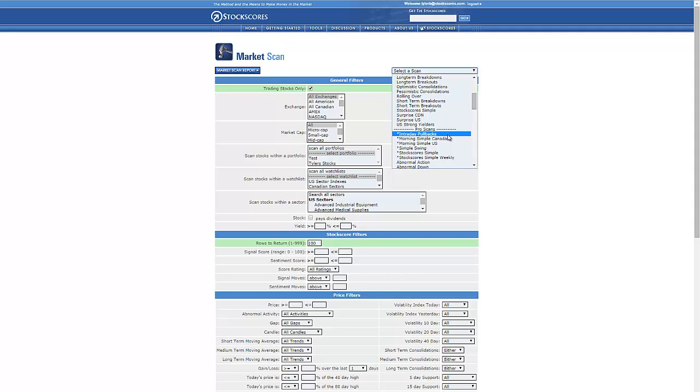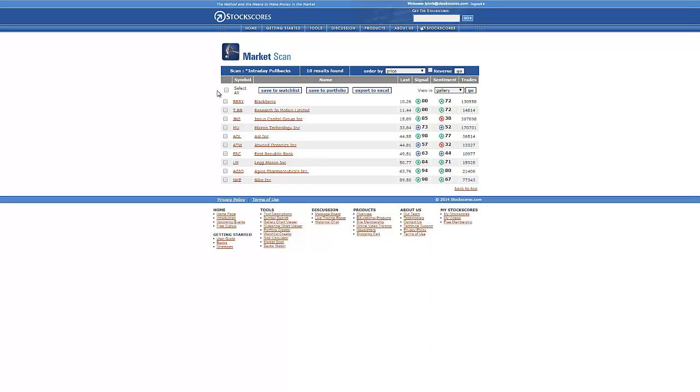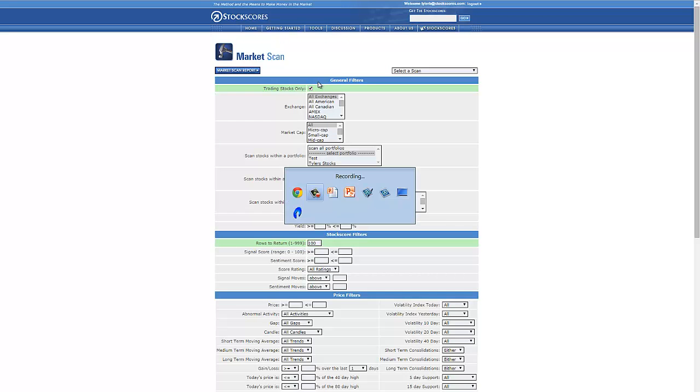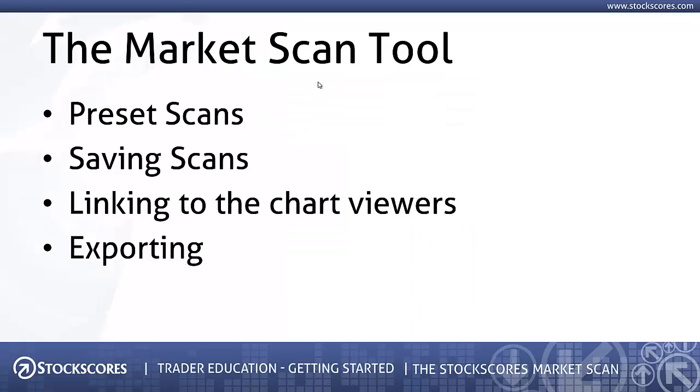One of the things I like to do when I'm day trading is run intraday pullbacks. I can run that report. It gives me a list of the stocks that are worth checking out in real time on my real-time charting application from my broker to see if they have the kind of patterns that I want to see. All right, so you can use your own scan or you can use one of the preset scans from the Market Scan tool. So let's jump back to the presentation, make sure I haven't forgotten anything.